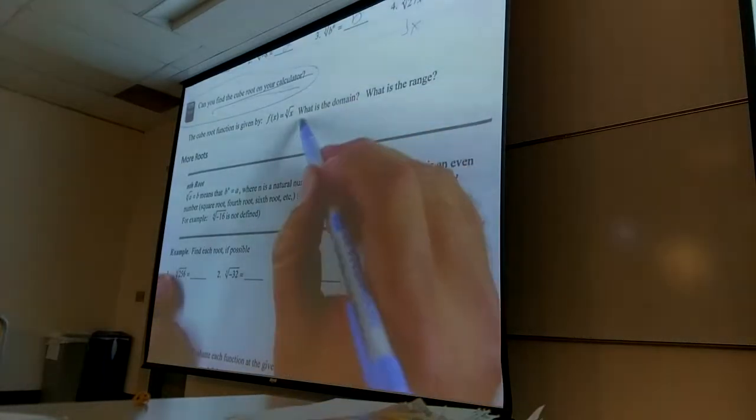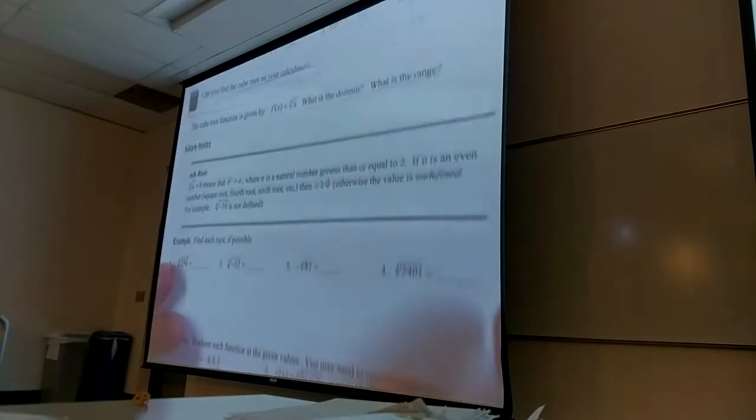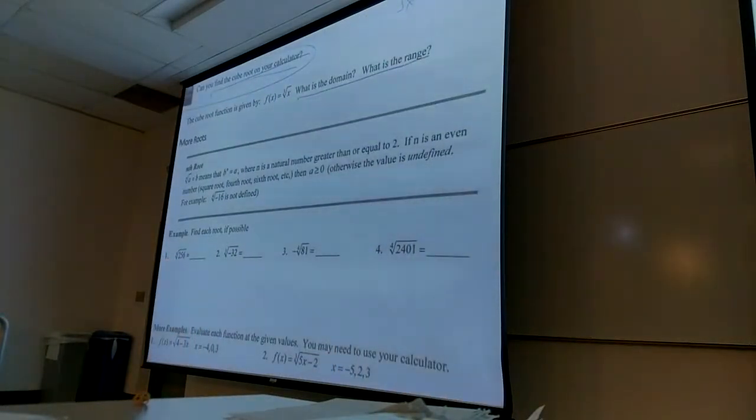What do you think about this? You should be able to answer this based on what we've done. Domain is related to what? X. It's the inputs. So for a cube root, are there any numbers I'm not allowed to put in there? What's the cube root of 0? Why? I like that, Mark said. Because 0 times 0 times 0 is 0. So any root of 0 is 0. Any root of 1 is 1. So you can put 0 in there.